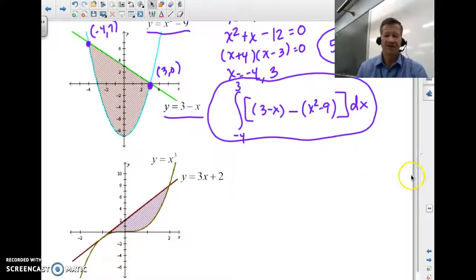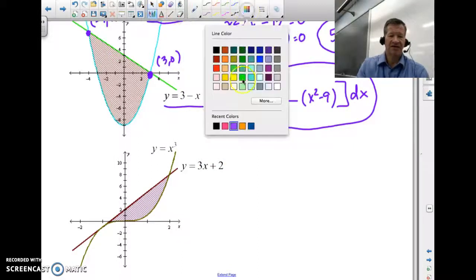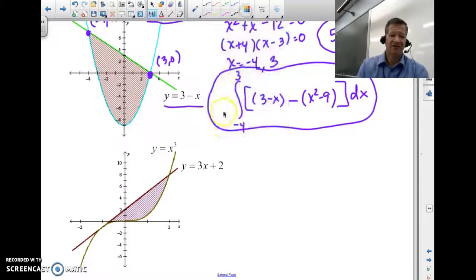Okay, look at this next one. Now I've got y equals x cubed, the cubic, we know what that looks like, and 3x plus 2. Sometimes you're going to get functions which aren't quite so easy to graph as these are. X cubed we know is just a cubic going through the origin like this. Y equals 3x plus 2 we know is a line with a y-intercept of 2 and a slope of 3, and so it's easy to sketch. Again, sometimes they're not easy to sketch and you'll have to actually graph them and use intersection to find out where they cross and things like that.